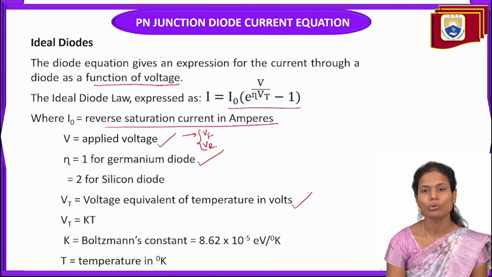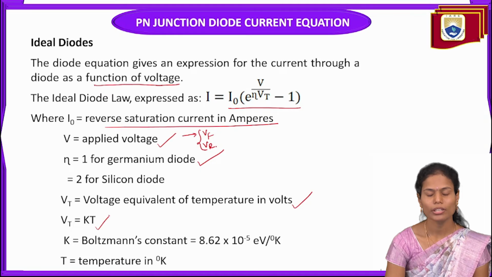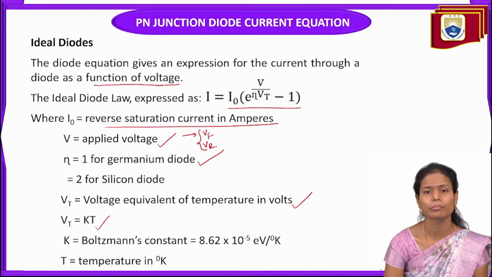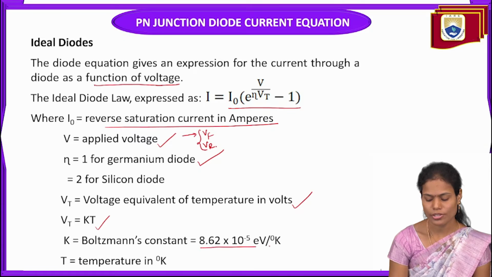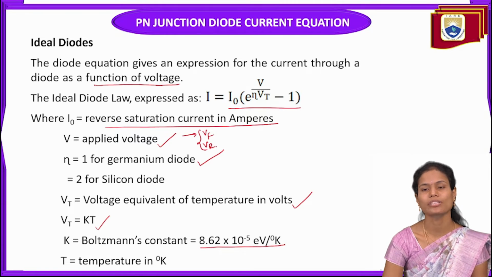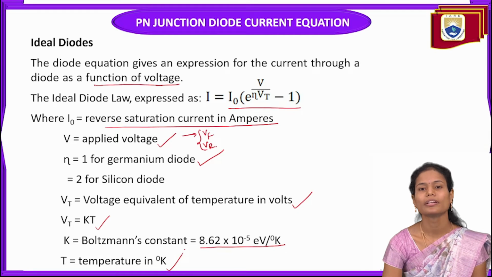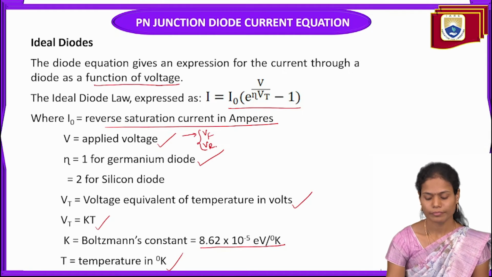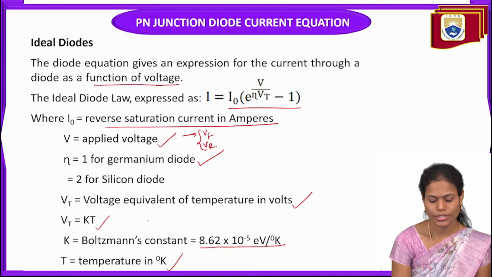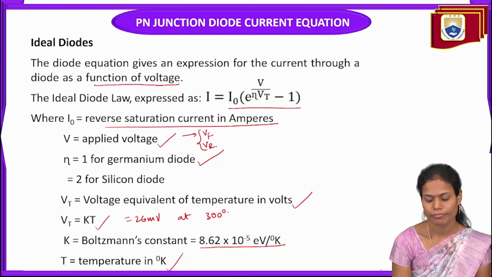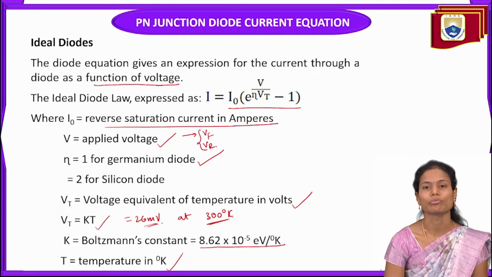And Vt is nothing but the voltage equivalent of temperature. And Vt equals kT, where k is nothing but the Boltzmann's constant. The value of that one is 8.62 into 10 power minus 5 electron volts per degree Kelvin here. So this temperature we measure in degrees Kelvin. Generally this Vt value is 26 millivolts. We will take it at 300 Kelvin, where the value of Vt we will take as 26 millivolts.